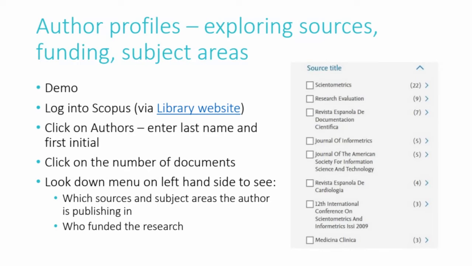So what I've shown you there is looking at an author profile and looking at their co-collaborators, looking at their documents and which are the most highly cited and who cited them. Now I'm just going to show you something slightly different. Again, it's still looking at author profiles, but we're just doing it in a slightly different way. So I am going to share my screen again and do a little demo.